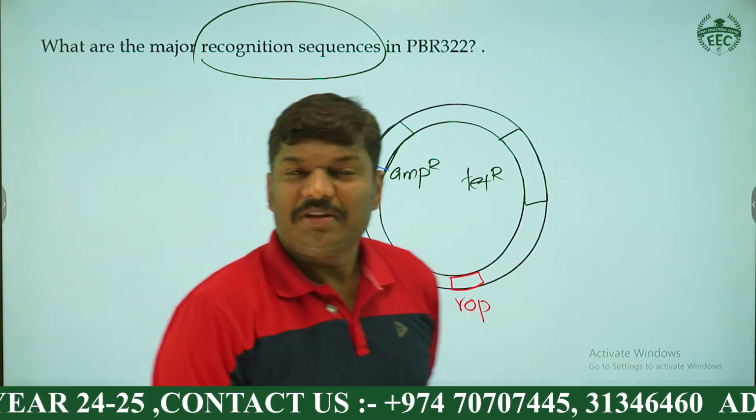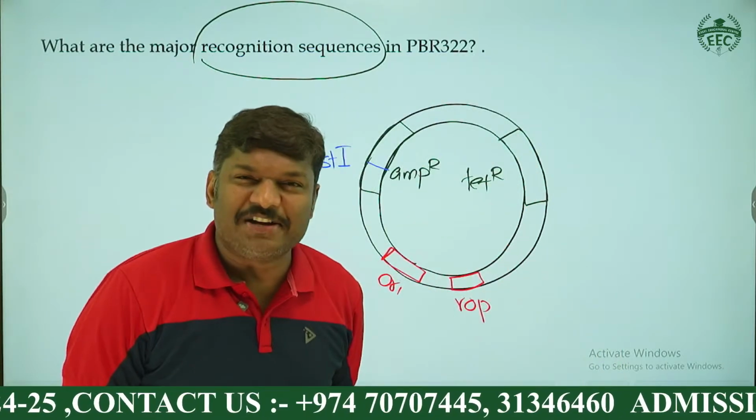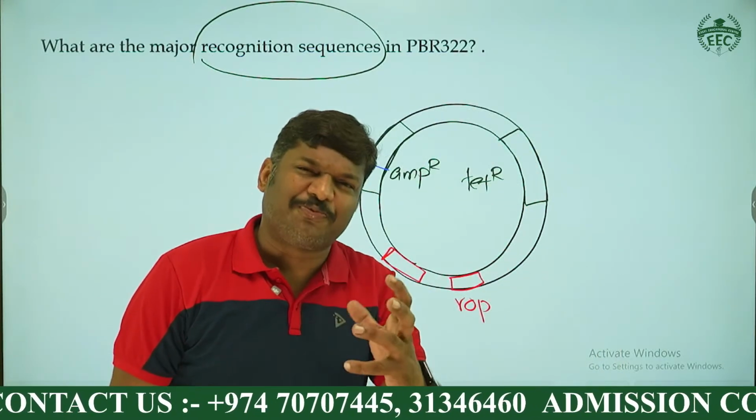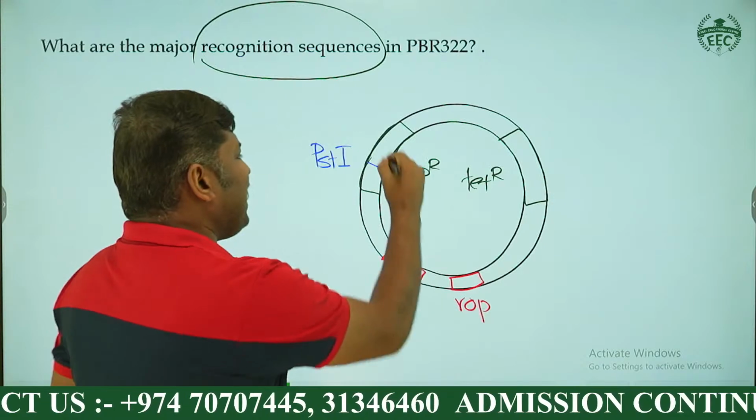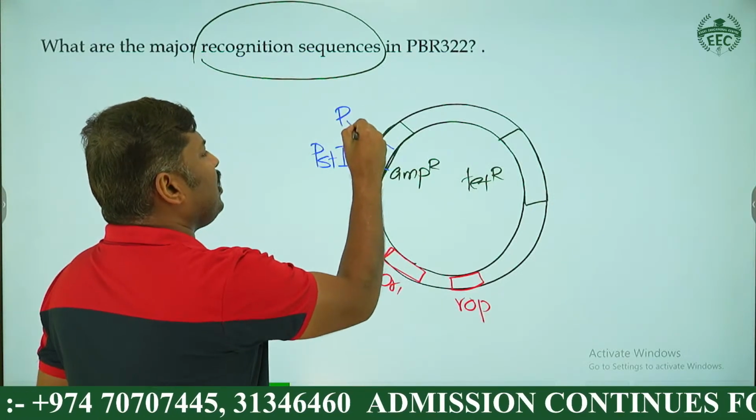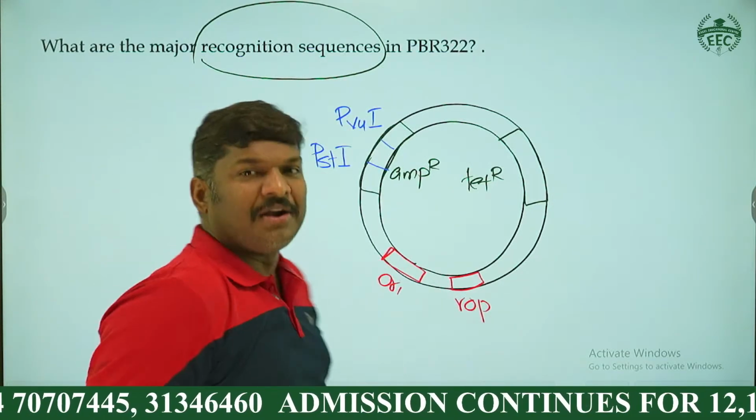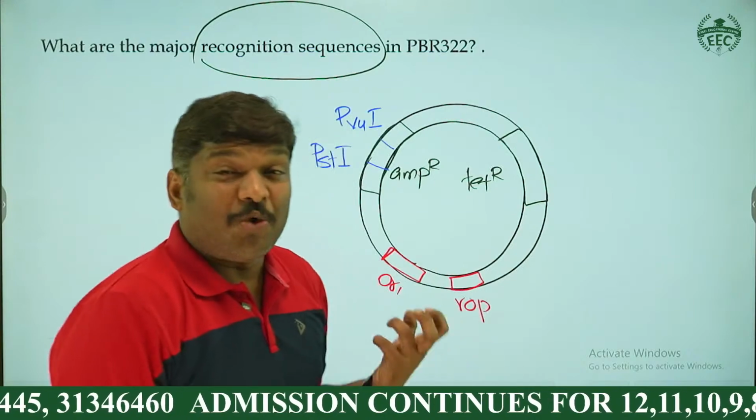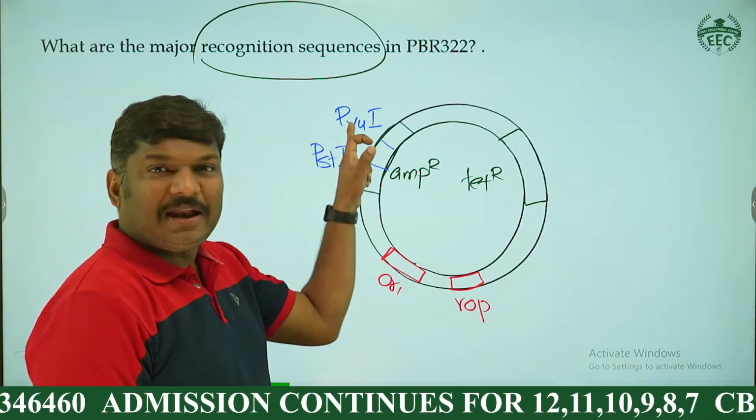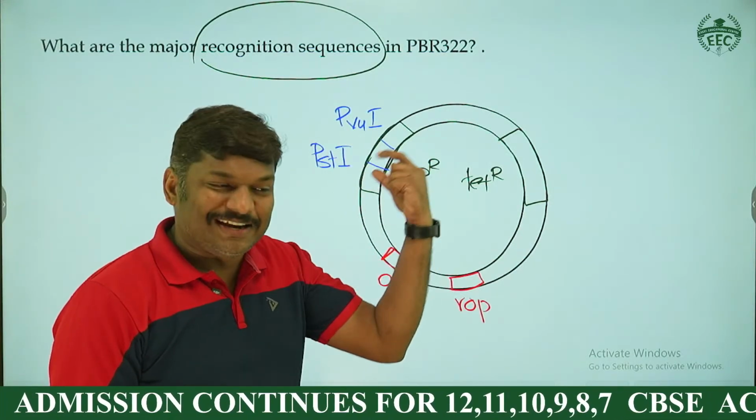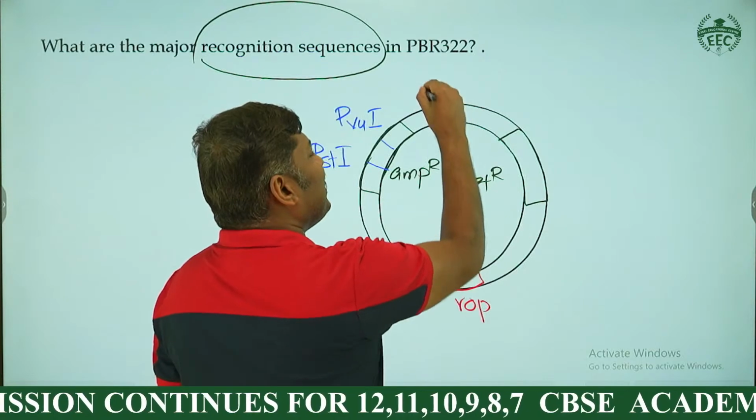PST1. Actually, that is from Providencia stuartii. No need to study the full form, but at least you have to study PST1. And here you can see PVU1, my dear student. What is PVU1? Proteus vulgaris. So PST1 and PVU1 are there in the ampicillin resistance gene.